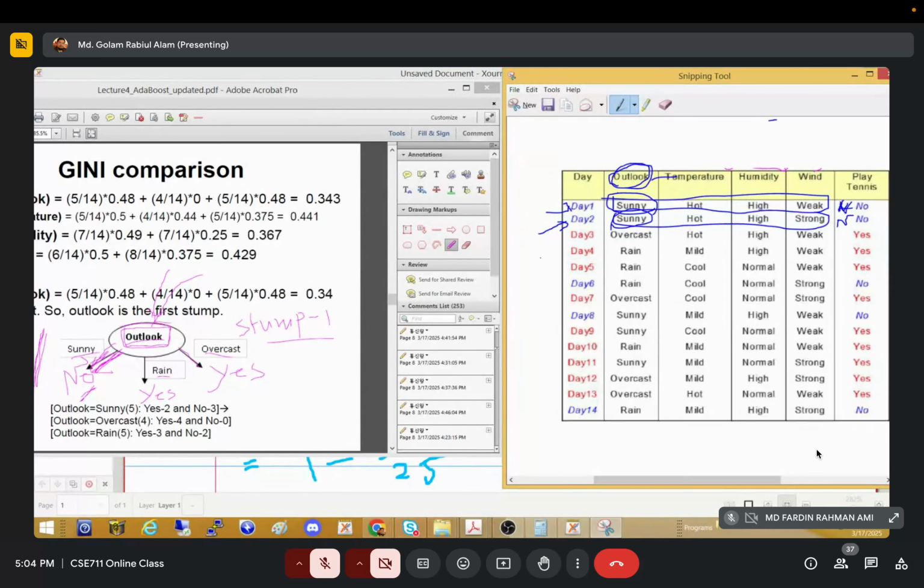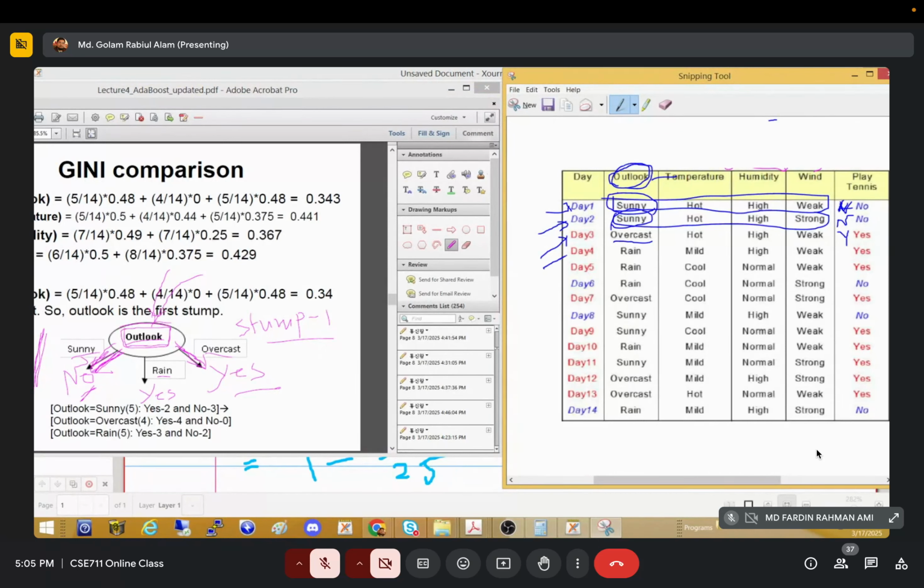We have to pass the third instance. Now it will check the outlook, and the outlook is overcast this time. If outlook is overcast, the stump will return yes. So for overcast, it will return yes, that means Y.